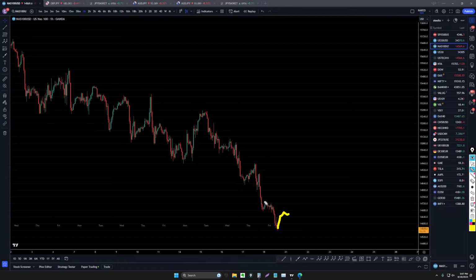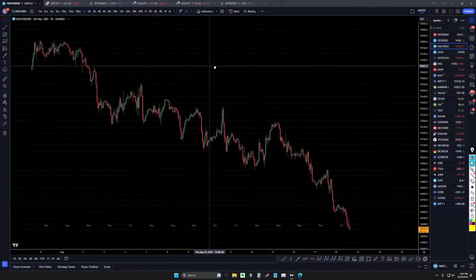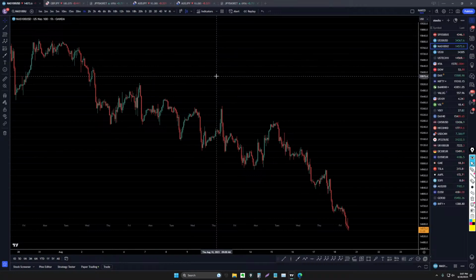I mean, it could go up and make another lower high. Look at all these lower highs we've been making. So I definitely would still be looking for shorts unless I see a break of structure to the upside. So, yeah, definitely looking for shorts on this.